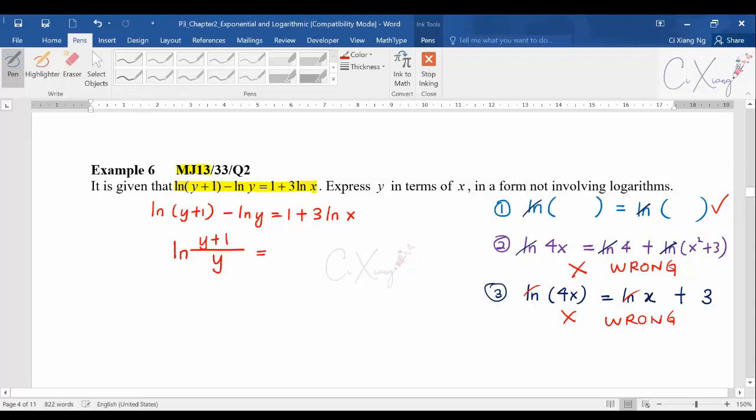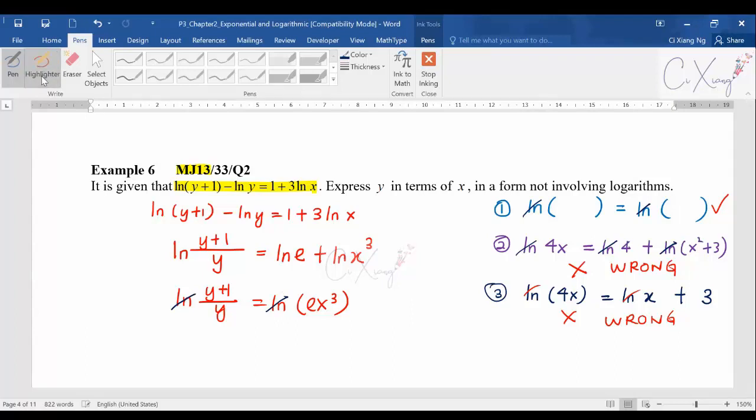To combine them into a single ln, you cannot do it straight away like this. First you need to change the 1 into something with ln. So 1 is actually ln e. Then the 3 is a number, so I want to pull it back to become the power, so it becomes x power 3. So I have ln of (y plus 1) divided by y equals ln of e x power 3. When we combine, we are actually applying the multiplication rule. Now both sides only have 1 ln, so you can cancel them. So your ln disappears already.